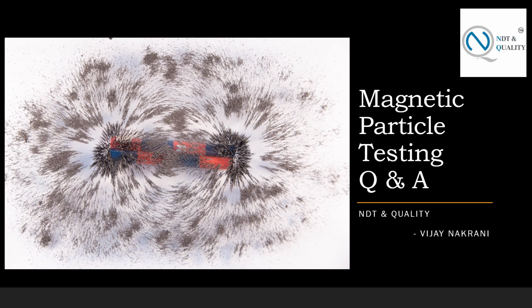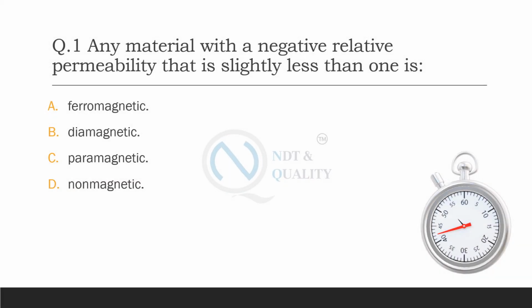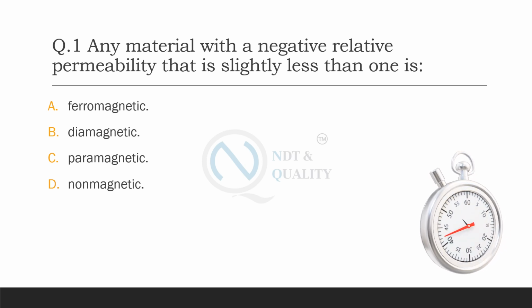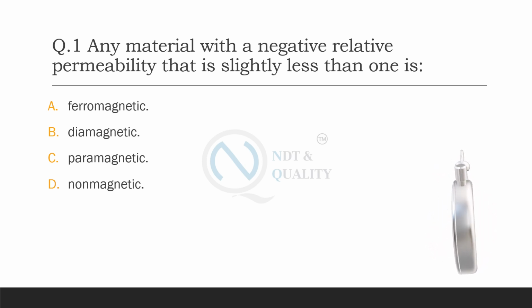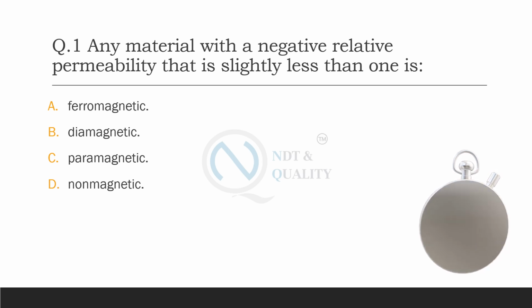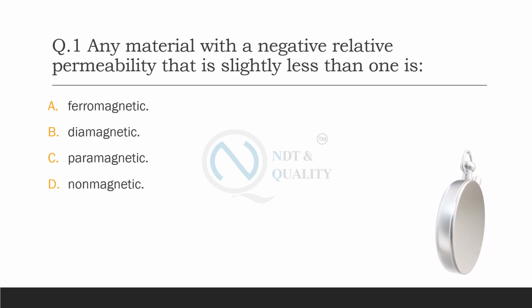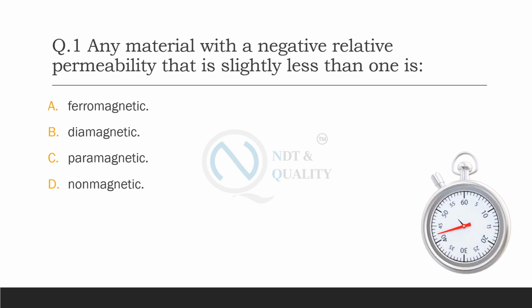Let us start this session. Question number one: any material with a negative relative permeability that is slightly less than 1 is. You have to mark one option, and the timer has started now. You can pause the video and solve this question, then play the video again.